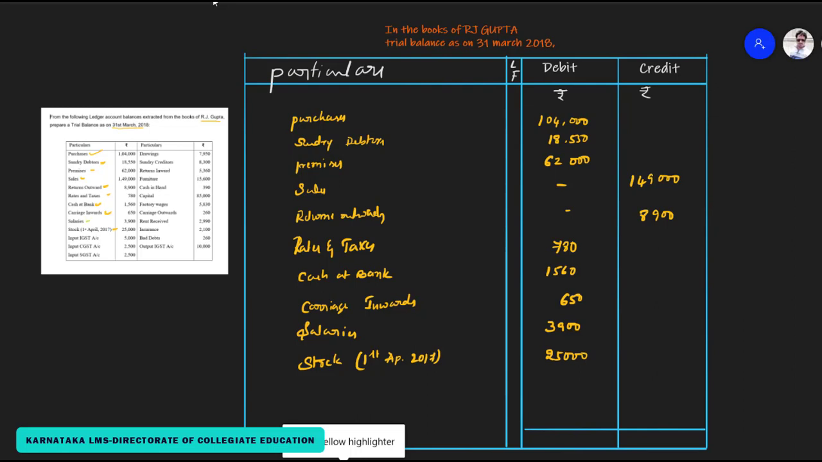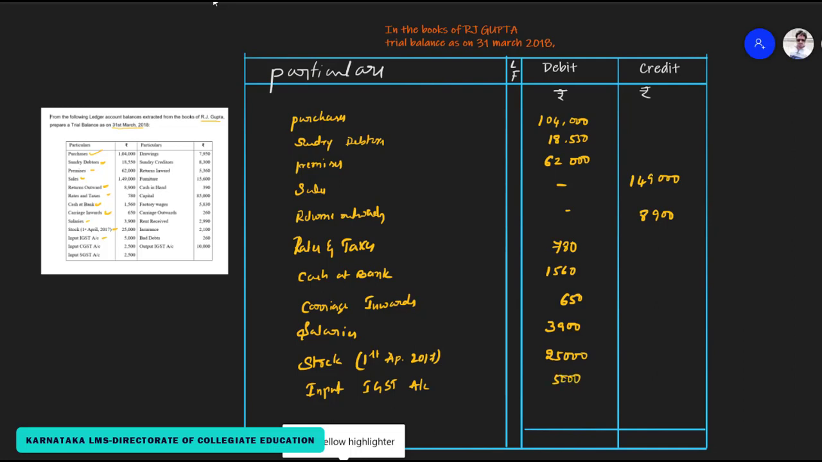And now input IGST. Input IGST should be taken as a debit item. So whatever input tax is there, we have to take it here as a debit item. So input IGST account, it has 5,000 rupees, so on the debit column.